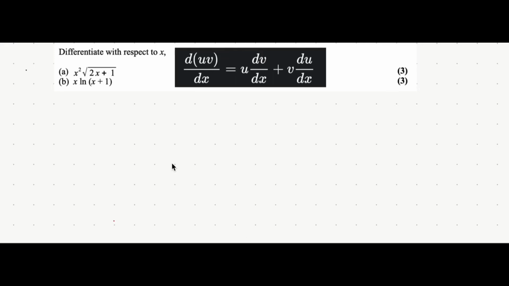Yeah, we're going to have a look at using the product rule to differentiate two different types of functions, both parts A and B. In some questions, you might need to use the chain rule with the product rule, and I've specifically chosen those types of questions here. So let's do part A first.